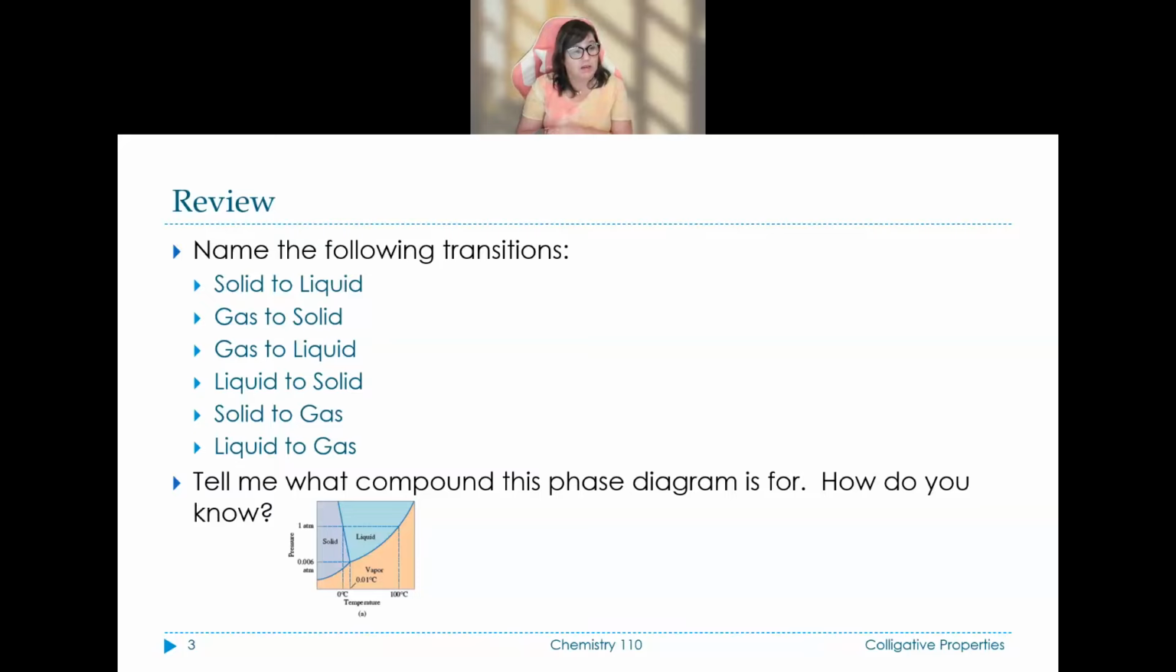And we talked the last time about what compound this was for. And of course, how do I know what it is? Well, it's for water. And I know it's for water because the slope is negative. So that's how I know that that's a water diagram.